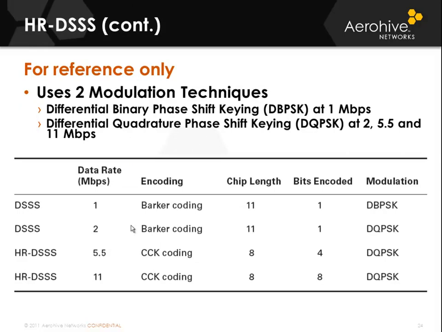High rate direct sequence spread spectrum also uses two modulation techniques: differential binary phase shift keying and differential quadrature phase shift keying, to get different data rates. Barker coding and CCK coding are the two encoding methods used by 802.11b.